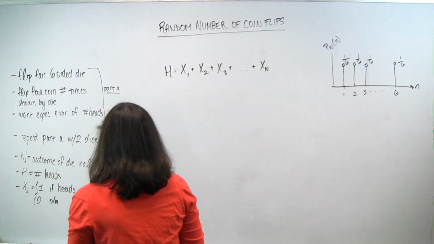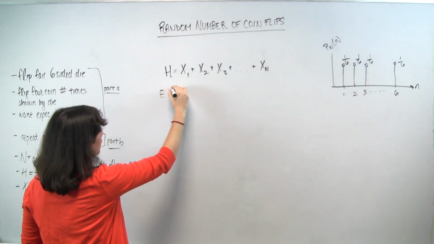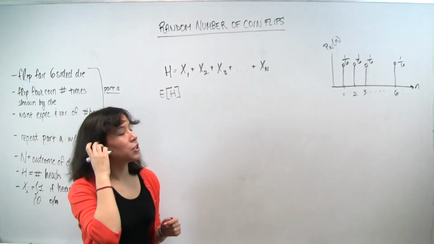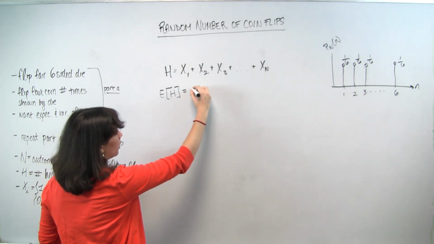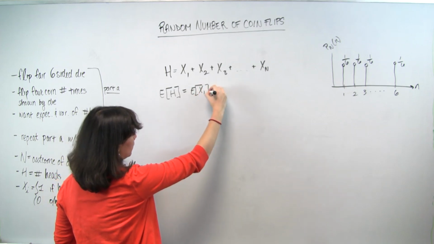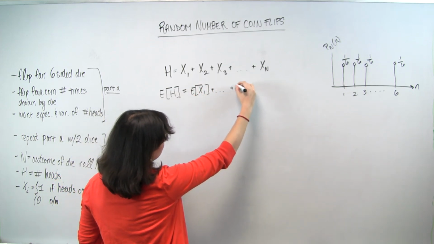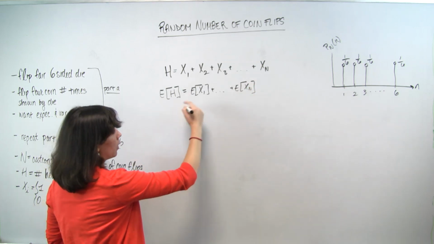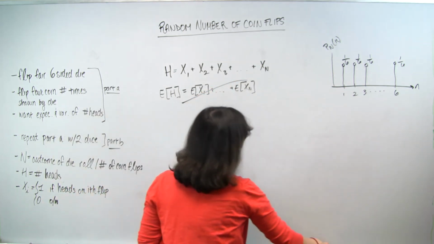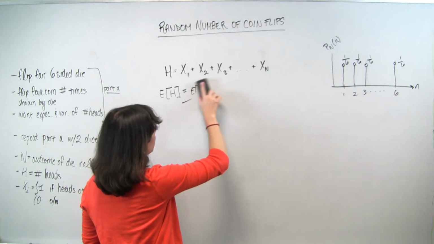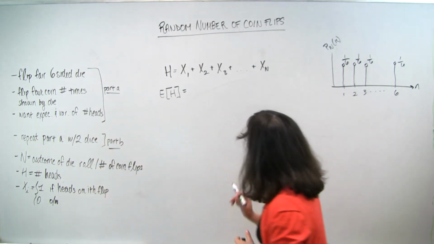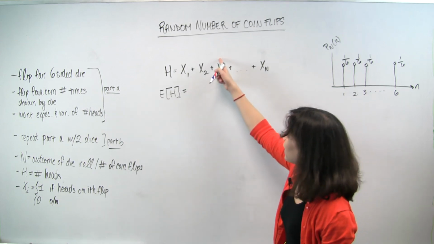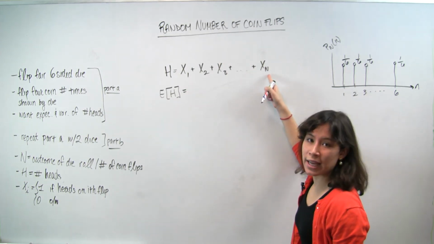Okay, so now we are interested in computing E of h, the expectation of h. So your knee-jerk reaction might be to say, oh, well, by linearity of expectation, we know that this is the expectation of x1, etc., through the expectation of xn. But in this case, you would actually be wrong. Don't do that. And the reason that this is not going to work for us is because we are dealing with a random number of random variables. So each xi is a random variable, and we have capital N of them.